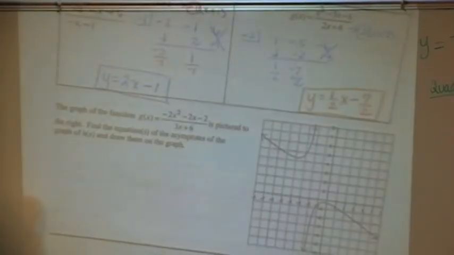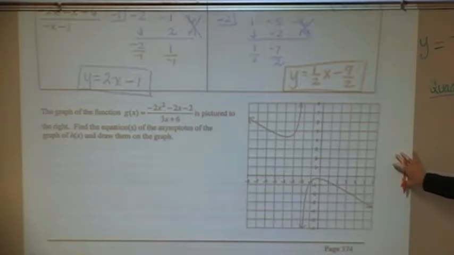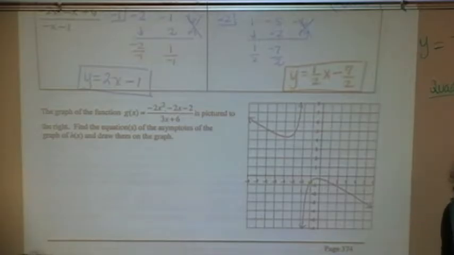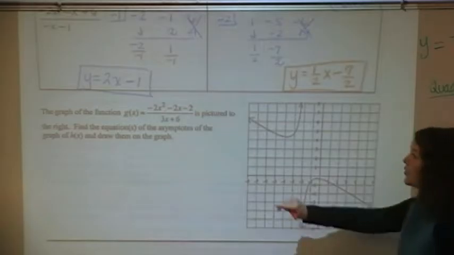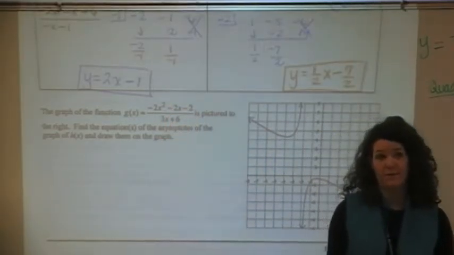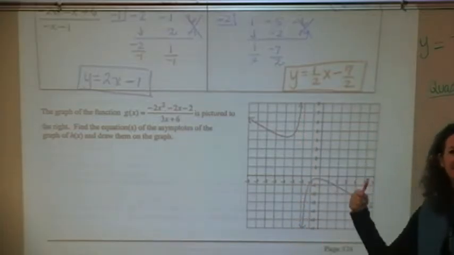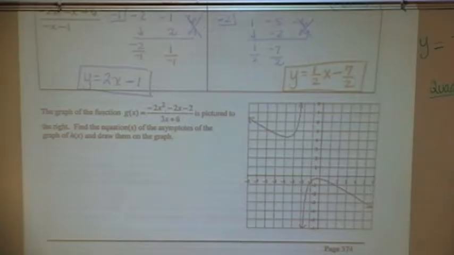Okay, now it's telling me to look at the graph of the function here, find the equation of the asymptotes, and draw them in on the graph. So in this case, you can tell by the way it looks that you definitely have a slant asymptote. I can tell by the equation, I have a slant asymptote. I also have a vertical asymptote. Do you have a horizontal asymptote? No. If you have a slant, you can't have a horizontal. So when they say asymptotes, they mean those two, the vertical and the slant.